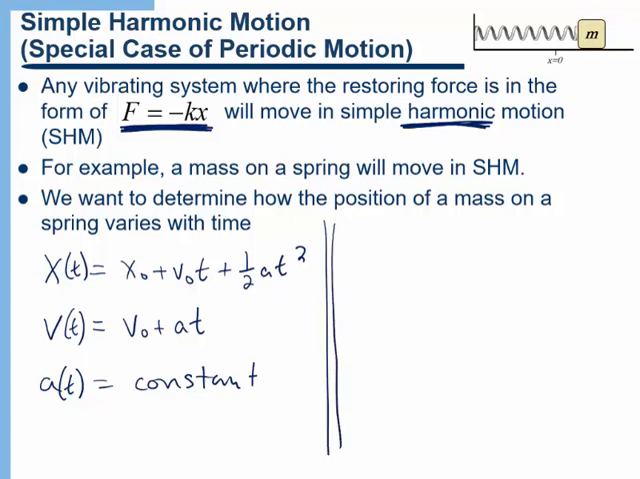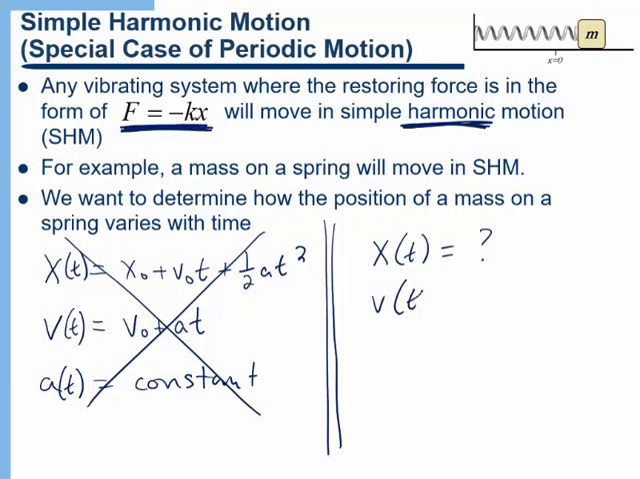As we've already determined, though, simple harmonic motion is not a case of constant acceleration, because the force that the spring exerts on the mass is going to be constantly changing as that mass oscillates back and forth. So we can't use kinematics. What we want to do then is find the position, the velocity, and the acceleration as a function of time for simple harmonic motion.